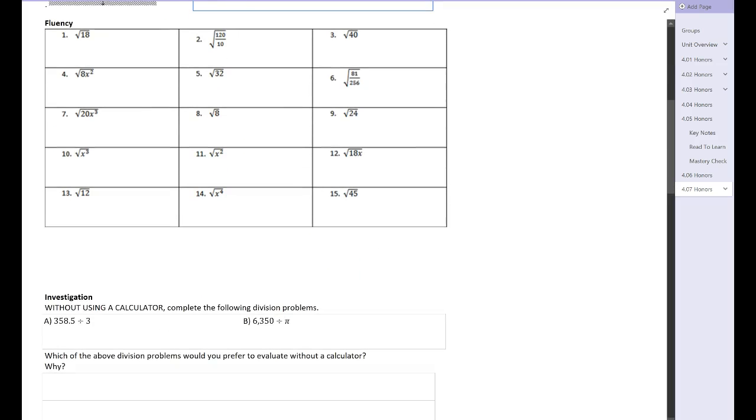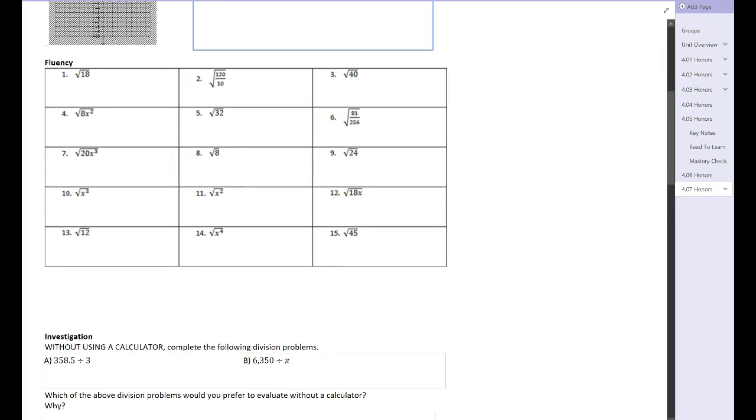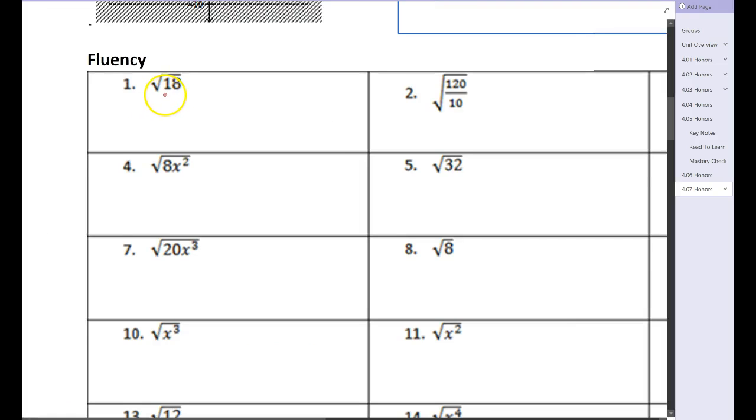Now, coming down to the fluency, I'm going to do a few of these with you, but hopefully you can do these on your own. So I'm going to do this column worth of them. What I want you to do right now, though, is quickly pause your video and give it a shot on your own. All right, so we're back. We're going to go through this.